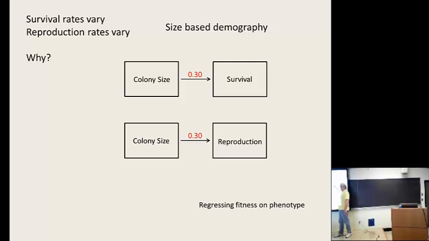Okay. These are regressions of fitness, survival, or reproductive output on phenotype. So these are selection coefficients. It turns out that colony size, again by chance, has the same selection coefficient on survival as it does on reproduction. Okay. Not surprising. Now, why do colonies differ in size? Well, one of the obvious reasons is that some colonies grow faster, and those colonies that grow faster get to be bigger sizes.